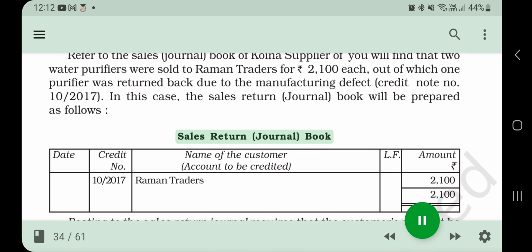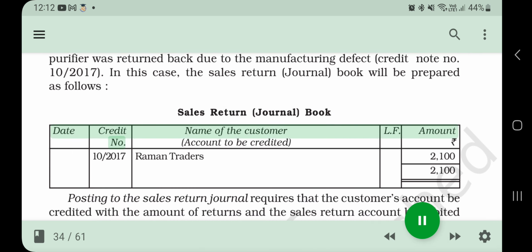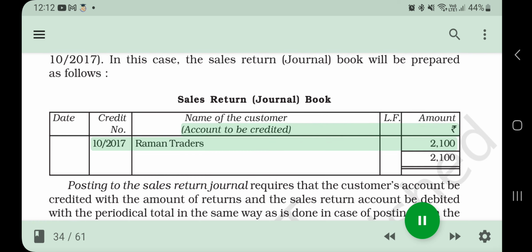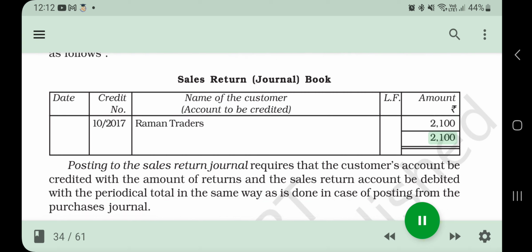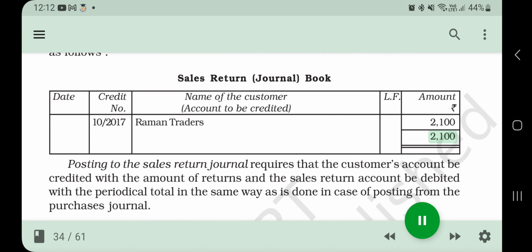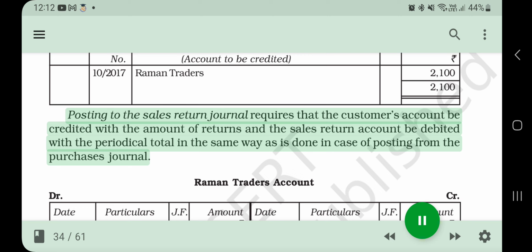Sales return journal book. Date, credit note number, name of the customer, LF, amount. Account to be credited. 10/2017, Raman Traders, 2,100. Posting to the sales return journal requires that the customer's account be credited with the amount of returns and the sales return account be debited with the periodical total, in the same way as is done in case of posting from the purchases journal.